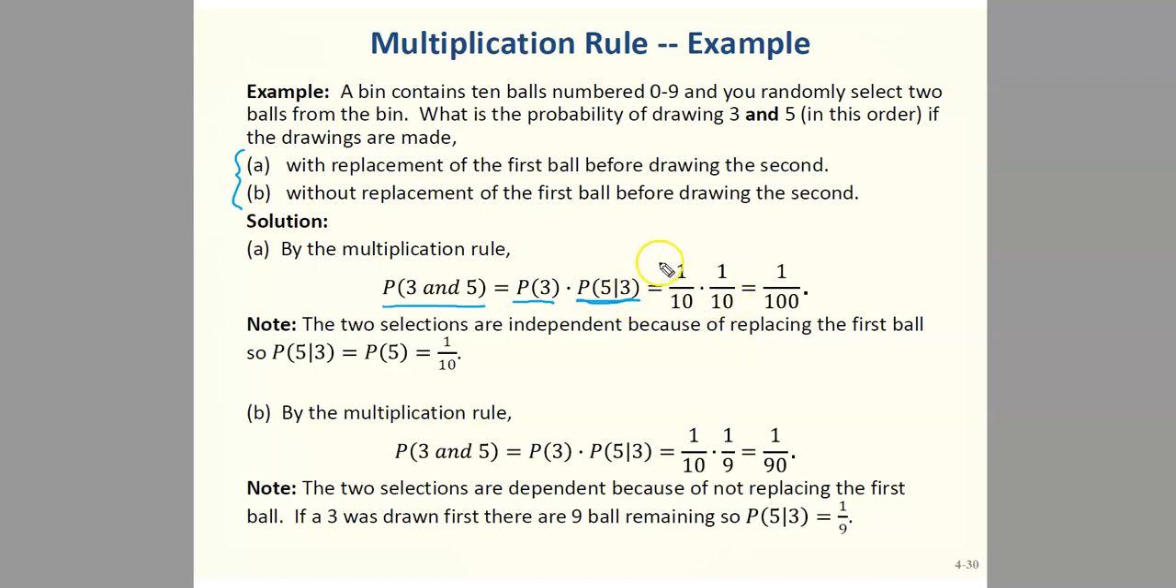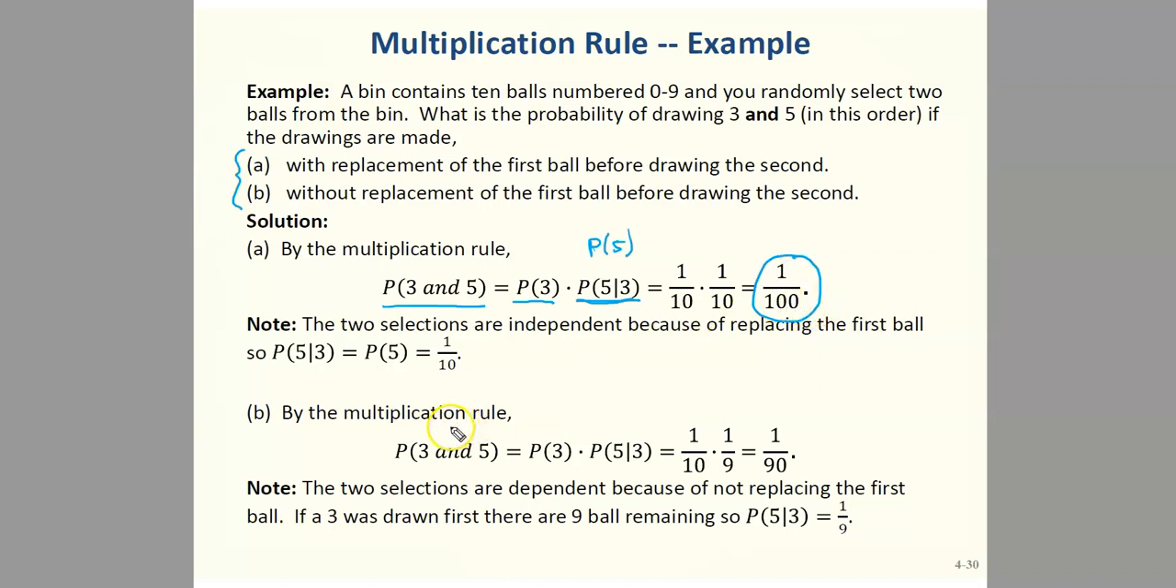That's because we put the ball back in the bin. So you see this part right here is really just the probability of getting a 5 because the events are independent. You put the first ball back in the bin before you took the second ball out. So both of these probabilities are 1/10, and when you multiply them you get 1 out of 100.